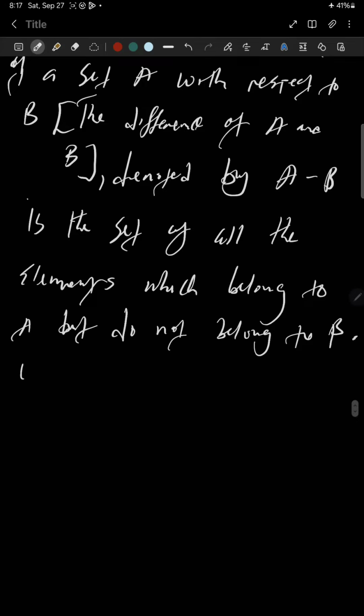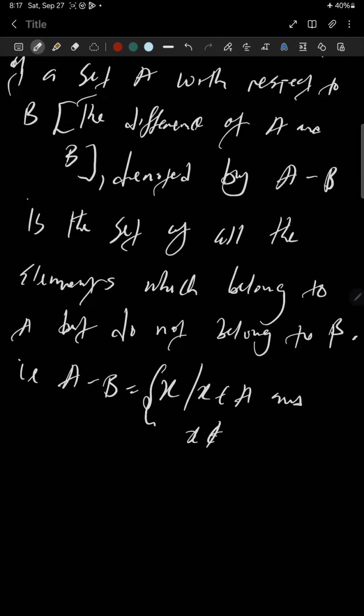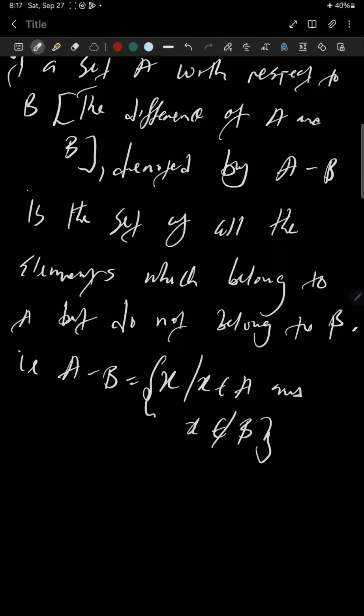That is, A minus B is equal to, in set-builder notation, the set of X such that X is a member of A and X is not a member of B, or is a member of B complement. Or let me say it's not a member of B. Okay, that's what it means.